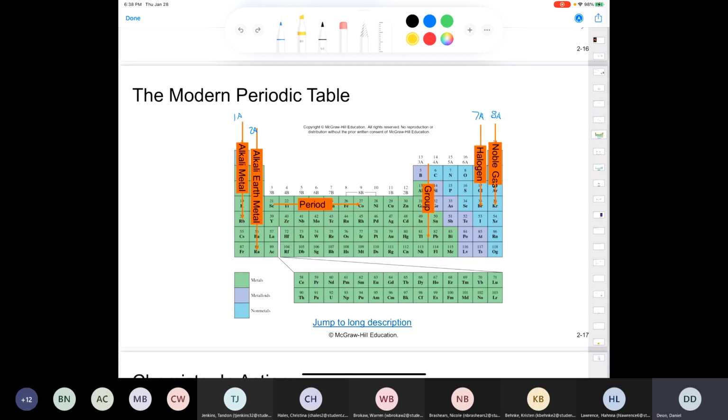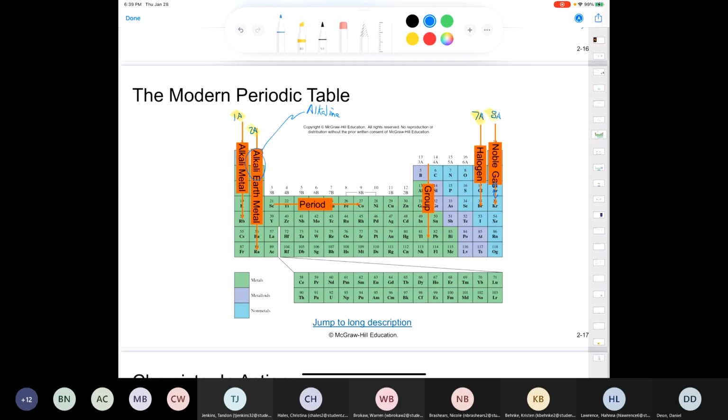There are some groups in the periodic table that are of great interest to us in General Chemistry 1. Those groups are group 1A, 2A, 7A, and 8A. Group 1A is called the alkali metals. Group 2A is called the alkaline earths. In fact, that's a spelling mistake on the slide; it should be alkaline earths. Group 7A is what we call the halogens, and group 8A is what we call the noble gases.